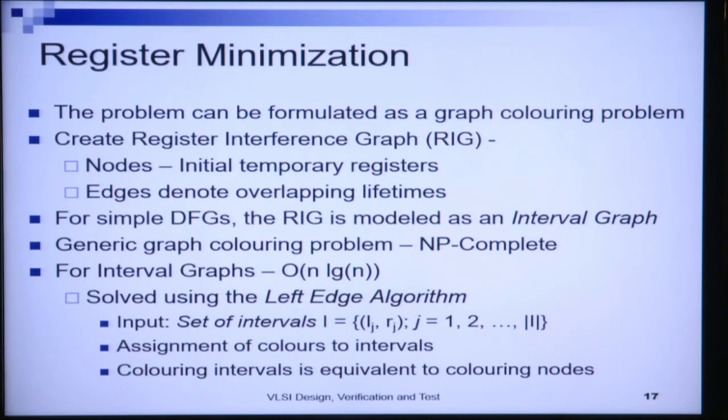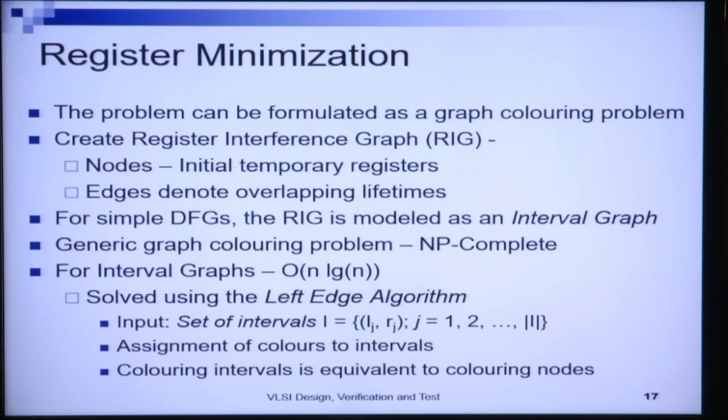For simple DFGs, the register interference graph is an interval graph, similar to the fact that for simple DFGs the behavioral operations in my operation constraints graph also have simple continuous intervals, and hence their conflict graph can also be represented as an interval graph. Here again the conflict graph for registers can similarly be mapped as an interval graph. Now, as we said, the generic problem is NP complete. However, for interval graphs the optimal problem can be solved in polynomial time.